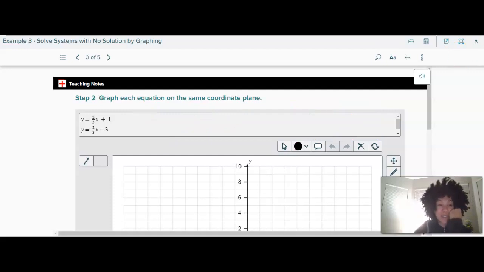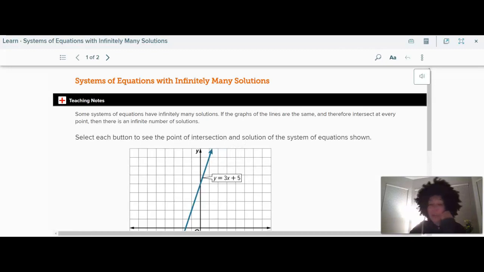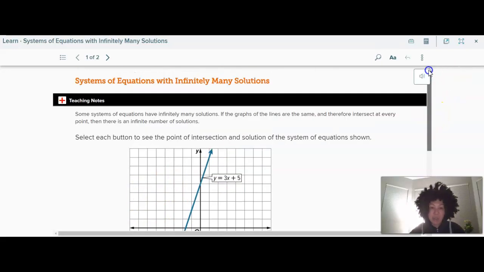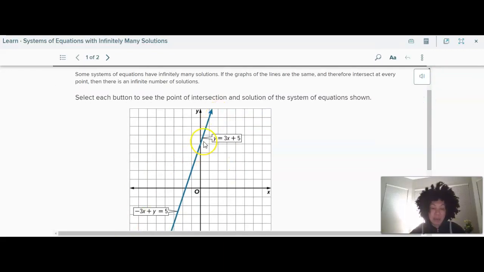Welcome back to part 2 of section 6.1, where we are going to look at the last part, which is systems of equations with infinitely many solutions. So here I have two equations, y equals 3x plus 5 and negative 3x plus y equals 5. Two equations, but when I graph each of these, it's the exact same line. Where do two equations that are the exact same line intersect? Well, they intersect at every single point on this line. So there's an infinite number of solutions because any point on this line works.